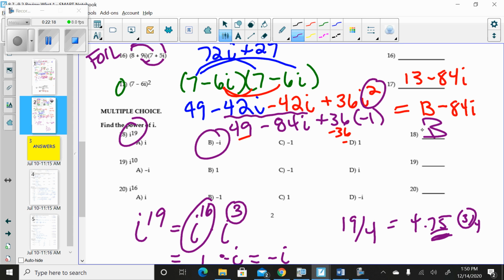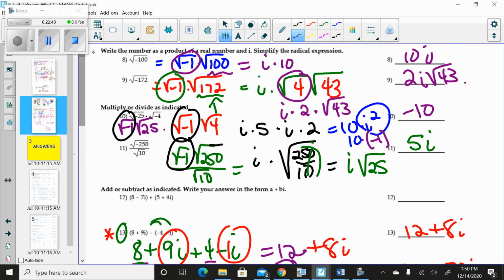You just have to figure out where you are in the cycle. Always try dividing by 4 first. If it's not divisible by 4, it's going to either have to be an i squared, or an i cubed, right? So we just have to figure out where we are in the pattern. So I'm going to have you try number 19 and number 20 and see what you come up with. And then you can check your answers on all of these, but this should be a really good overview of what we did in chapter 9 with that section 8.7 on imaginary numbers.